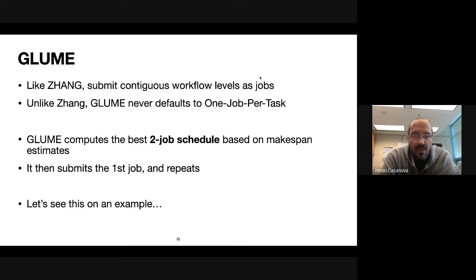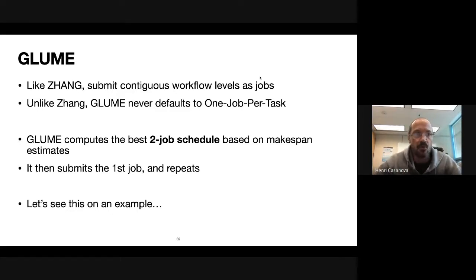And the key idea, which I'm going to show in a picture, is that we assume we're going to run the whole workflow as two jobs. So we compute the best two-job schedule. Then we submit the first such job, and then we forget about the second one, and we do all this again. Right? So at every decision step, we assume there will be only two jobs, but then we forget the second one, and at the next decision step, we assume we're going to have two jobs again, and so on. So in fact, the workflow execution can proceed with many jobs, way more than two jobs.